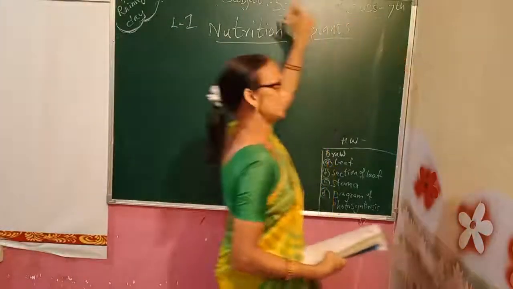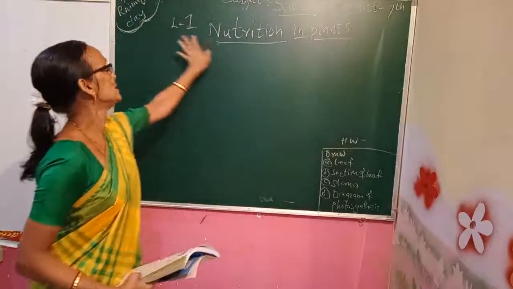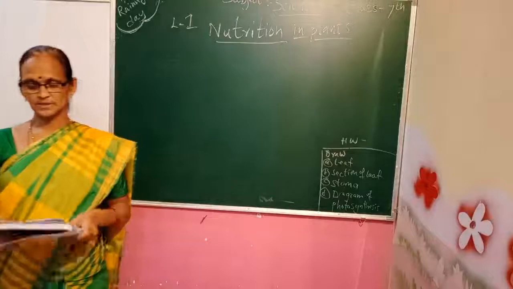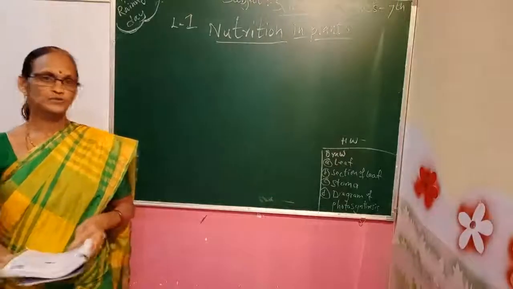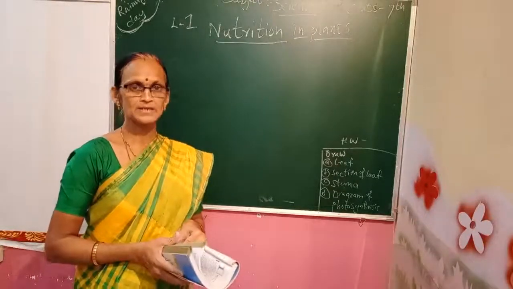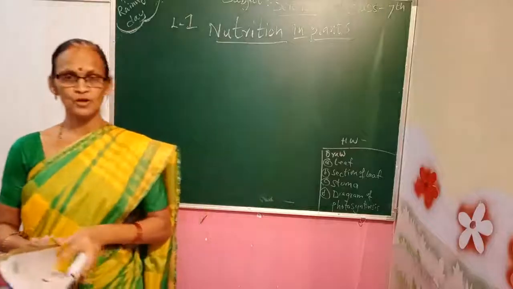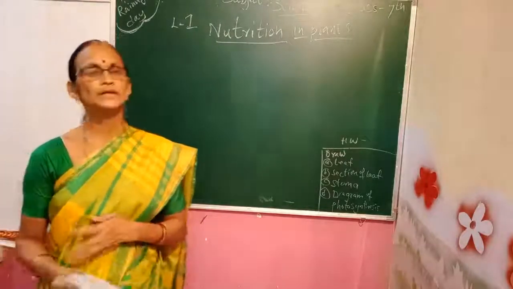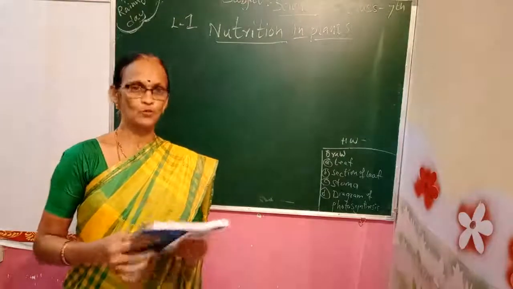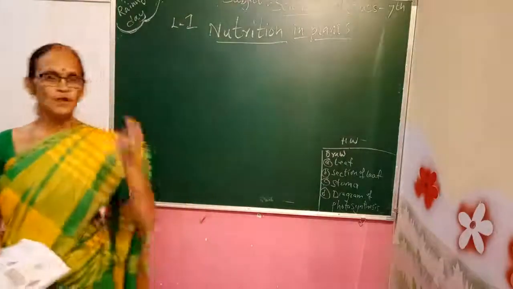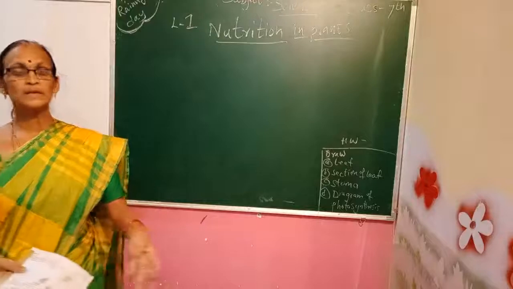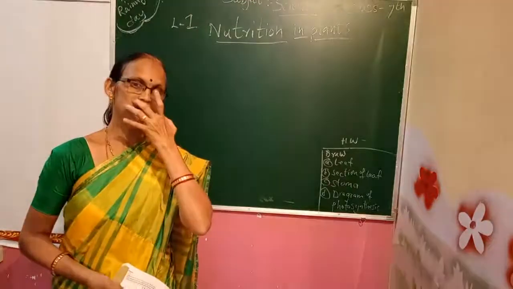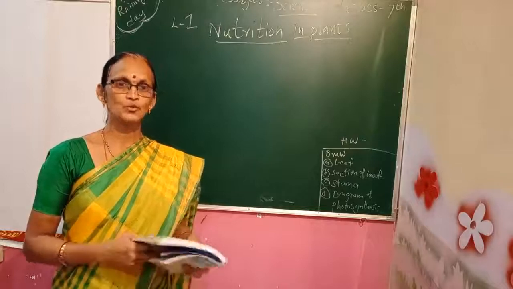Class 7th science subject. The lesson name is Nutrition in Plants. Yesterday we talked about nutrition in plants, how plants prepare their own food. The process of preparing their own food is called photosynthesis. With the help of minerals available in soil, water, and sunlight, the plant prepares its own food.